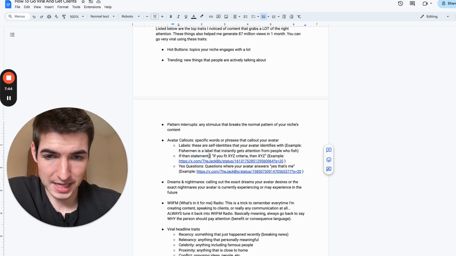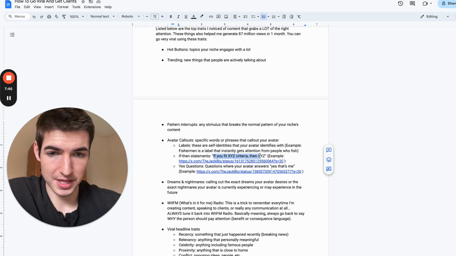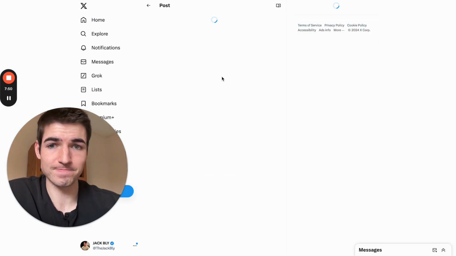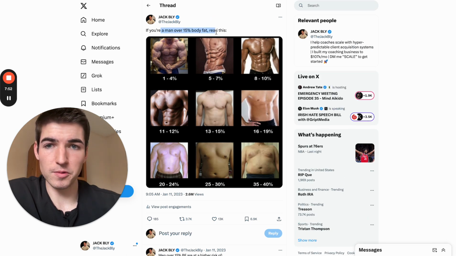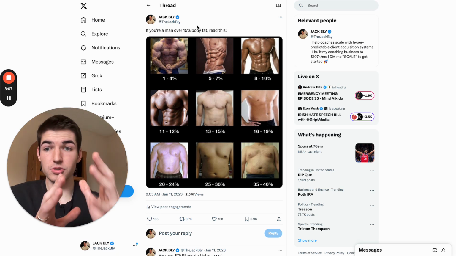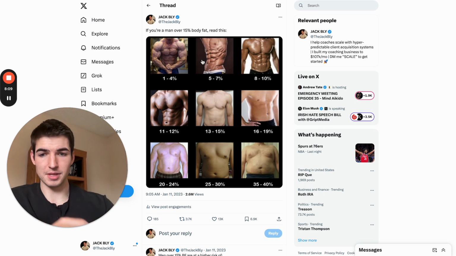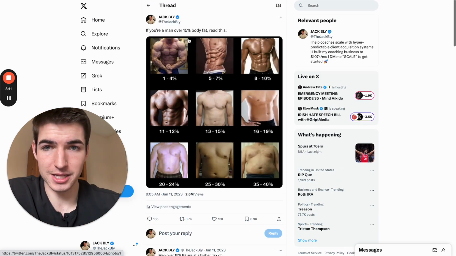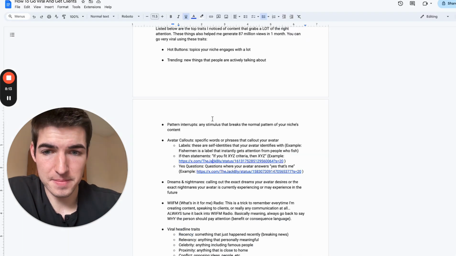Number 2, if-then statements. So if you fit XYZ criteria, then XYZ. Here's an example of what this actually means. If you're a man over 15% body fat, read this. So if you fit this criteria, then take this action. It builds massive curiosity because you're like, hey, that is me. There are also pictures right here to say, okay, yep, I'm somewhere in this range. So you can clearly say, oh, this is me. So let me read this. I'm just massively curious. So that's an example of if-then.